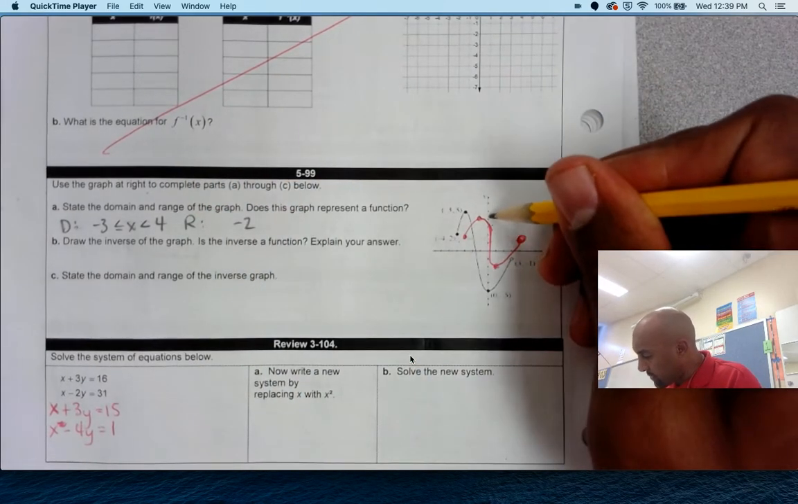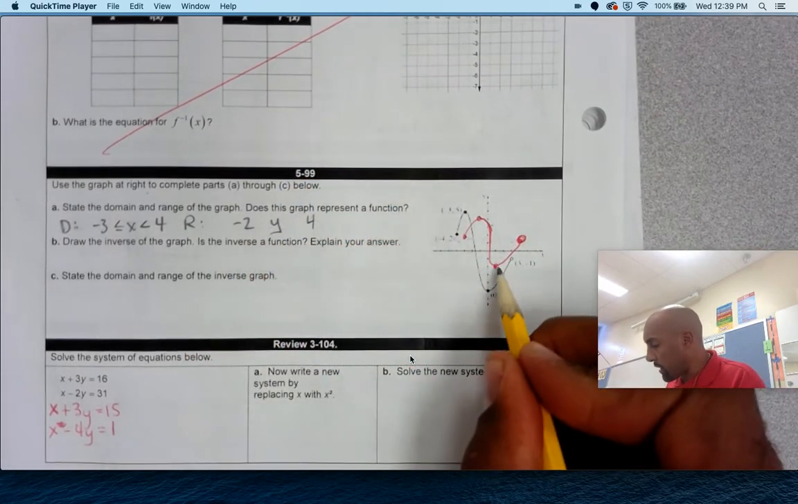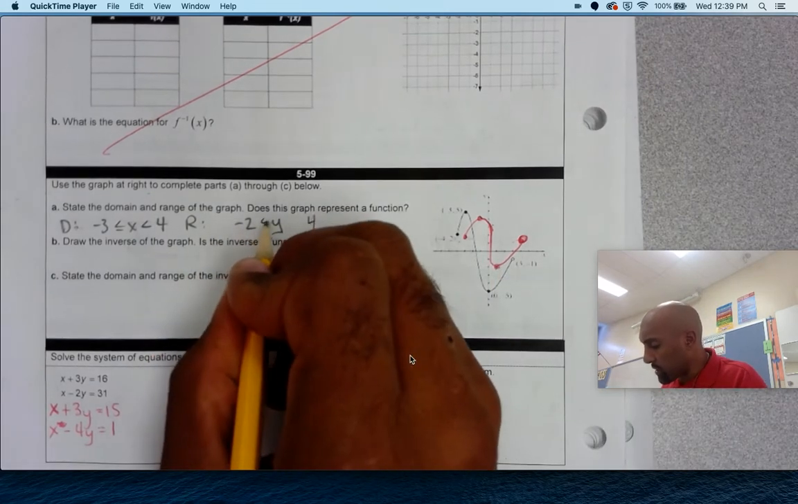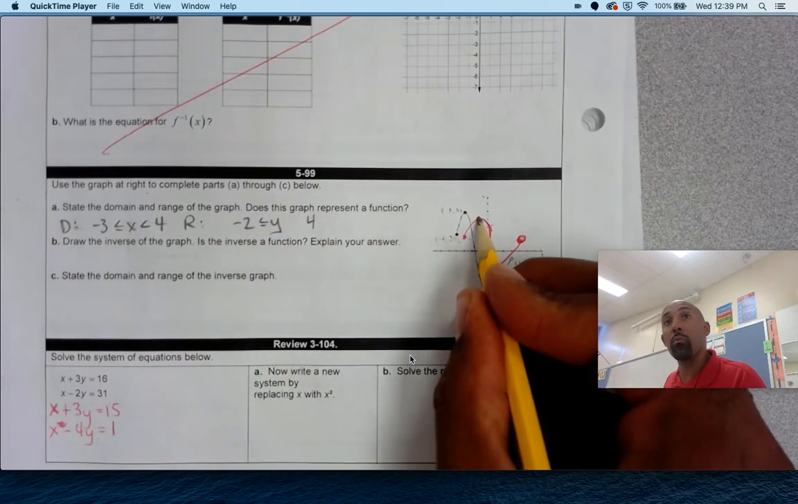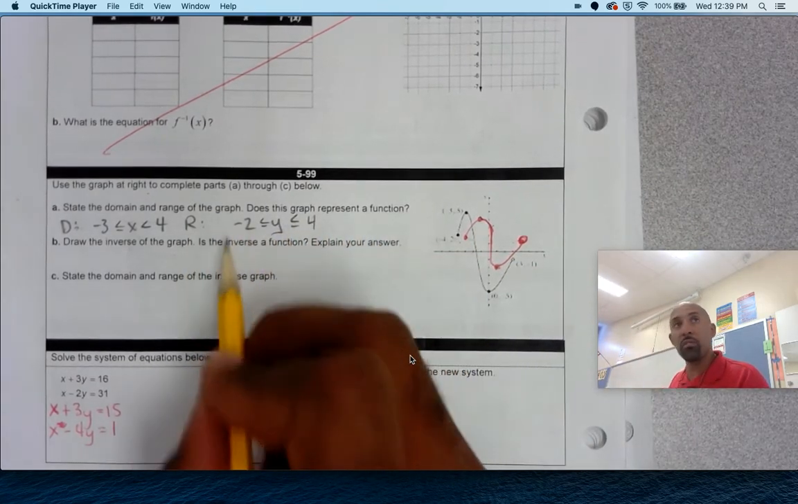The highest value is 4. And remember, this is y now. And that lowest value is on the graph. It's a point on the graph, so we're going to say less than or equal. And the point at the top is also on the graph, so we say less than or equal. Okay, so there's your domain and range.